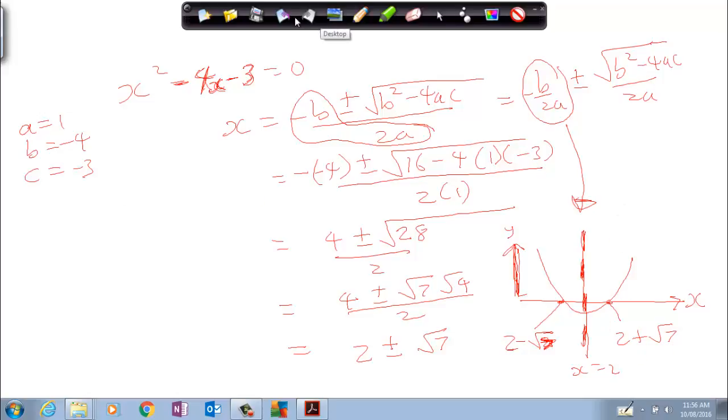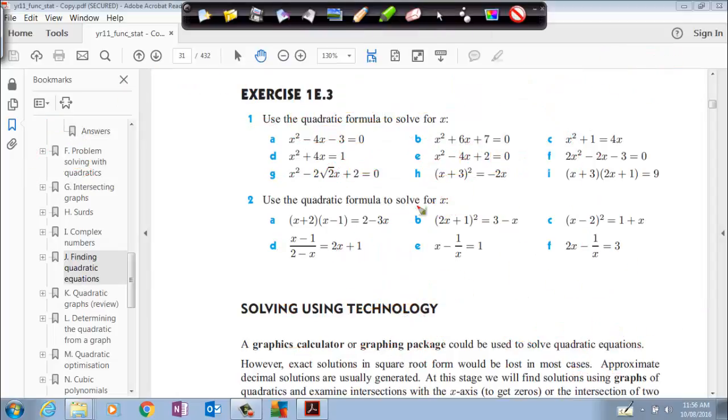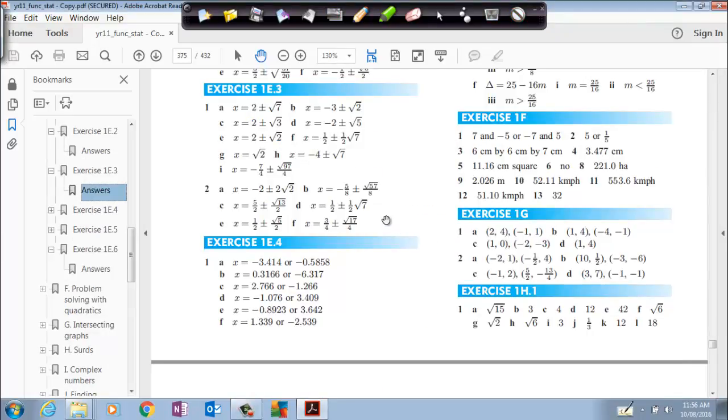Okay, so you can have a go at some of these here. 1E3 question 1. And here are the solutions. 1E3, 2 plus or minus root 7, and you've got B, C, D, E, F, G, H, I.